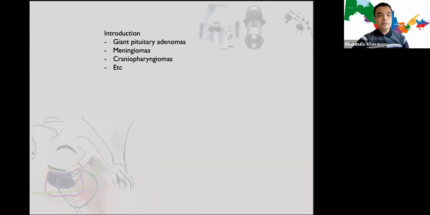The combined approach can be utilized in various sellar and parasellar lesions, including sphenoid wing meningiomas, sellar meningiomas, pituitary adenomas, and other sellar region tumors and anterior cranial fossa tumors. Depending on the visualization system, the combined approach can use an endoscope, a microscope and an exoscope. It is always utilized to treat giant pituitary adenomas and meningiomas with parasellar, anterosellar, and retrosellar extensions, and different kinds of giant craniopharyngiomas and other lesions which spread beyond the carotid arteries and the sellar region.